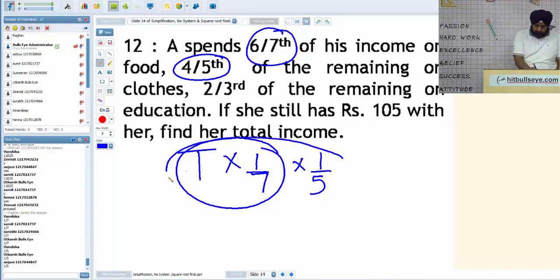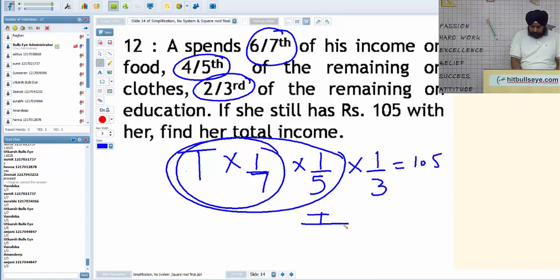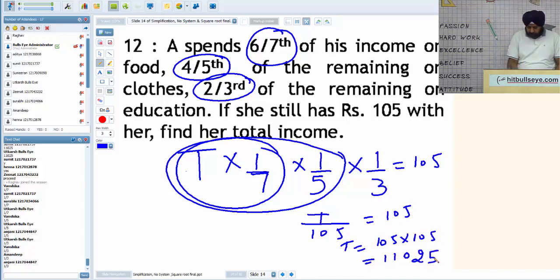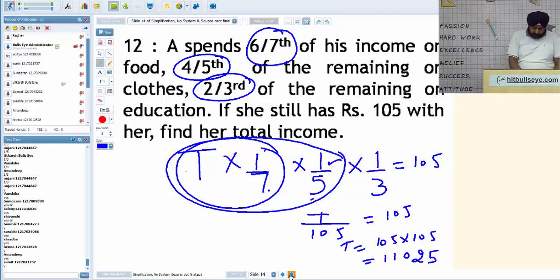So now you are left with this one. Now if you spend 2/3 of something, you are left with 1/3. Okay. So this is equal to 105. So 7 times 5 is 35, 3 times 35 is 105, so it's 105 into 105, that is 11025. Is it okay? Okay, thank you all of you. I proceed with the next question.